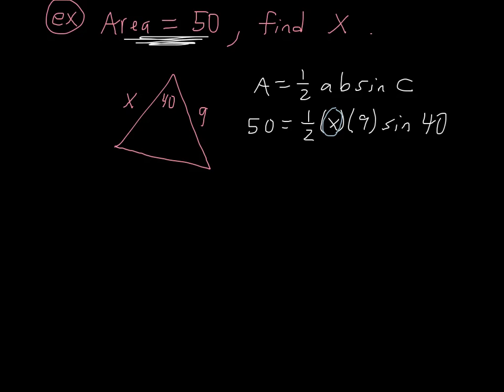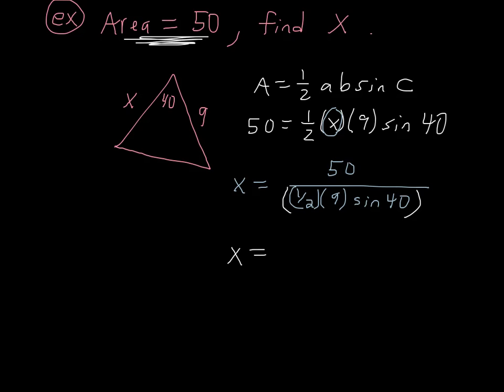Okay, so what that means is to get x alone, we would have to divide everything over, so you would have 50 divided by 1/2 times 9, so you can call that 4.5 if you'd like. Alright, and then the sine of 40. If you're entering this all at once, make sure you put parentheses around your entire denominator. So practice doing this, please, and then go ahead and find your side length of x. Okay, so you're going to get 17.3 if you correctly enter that into the calculator.